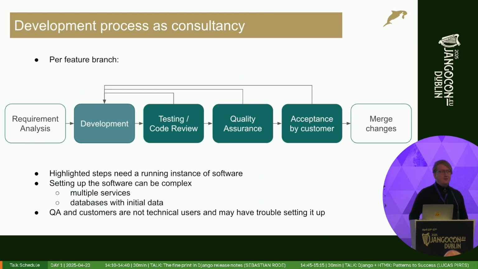So we have a certain development process as a consultancy company, and this basically means that for each feature branch that we are developing on, it first starts with a requirement analysis, then things get developed, and then there comes this whole process of testing the code, reviewing it. If that works, then we need to do some internal quality assurance, and afterwards there needs to be an acceptance by our customer before we can actually merge the changes.